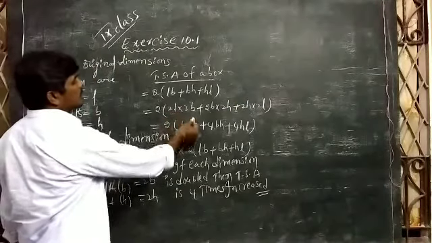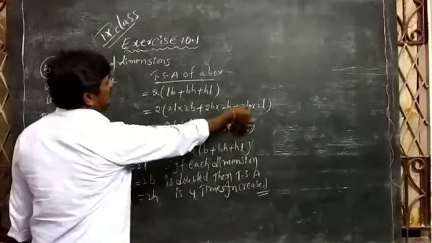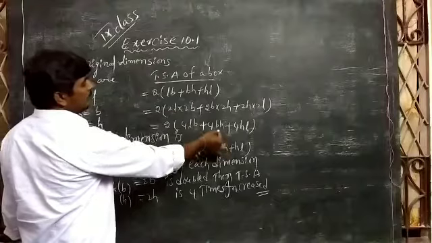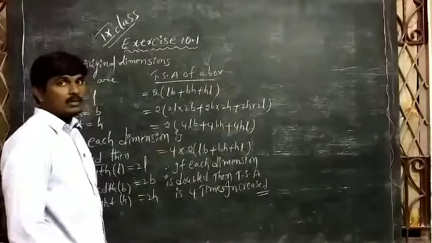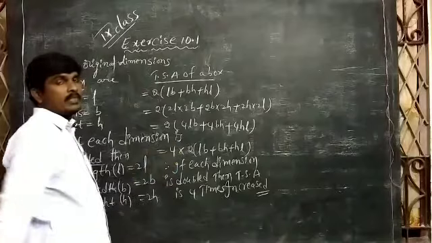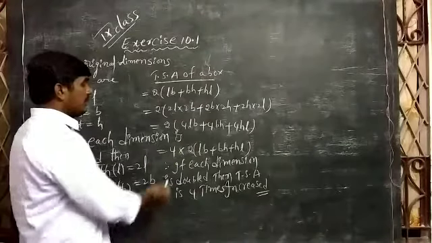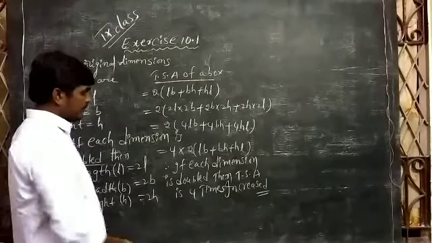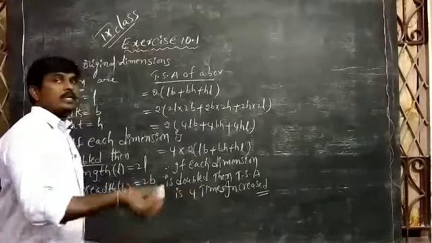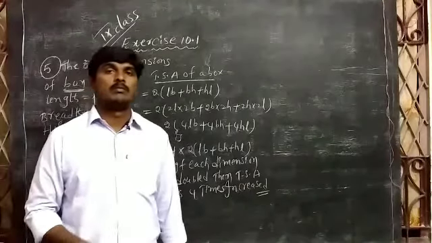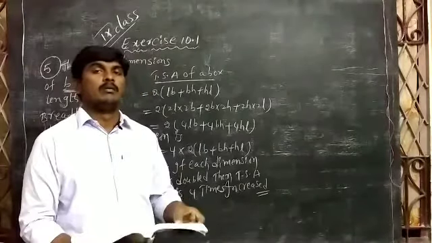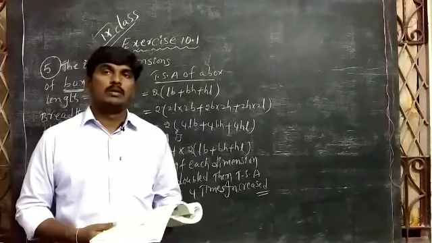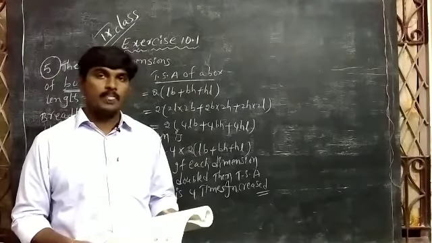So n into n is n square, n into n is n square, n into n is n square. n square LB, n square BH, n square HL. n square should be taken as common, then n square into this expression will come. Same concept, same conclusion, right? Here in place of 4, n square times will come. Like that we can do the remaining two parts. Okay students, and now we have to discuss question number 6.